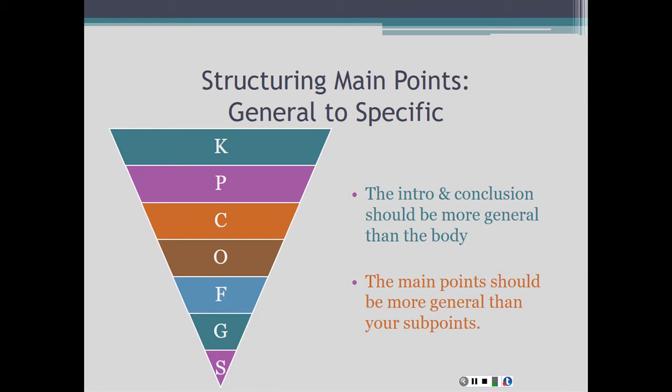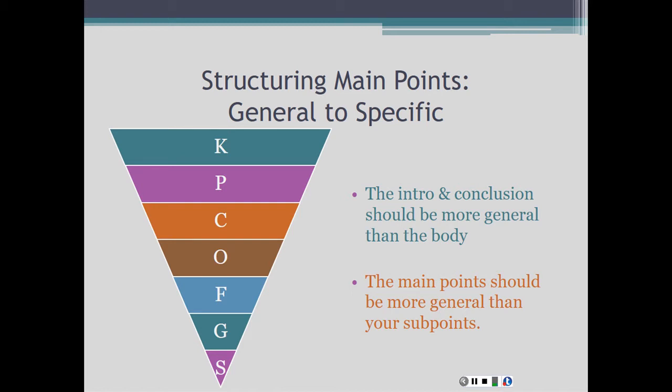Additionally, your main points should be more general than your subpoints. Your subpoints are going to be where you get into the really specific information. So if you're giving an informative speech, let's say a how-to guide to a recipe, your main points are probably going to be the preparation, and then mixing the ingredients and getting the oven ready and then leaving it to bake and then letting it sit. Those are your main points.